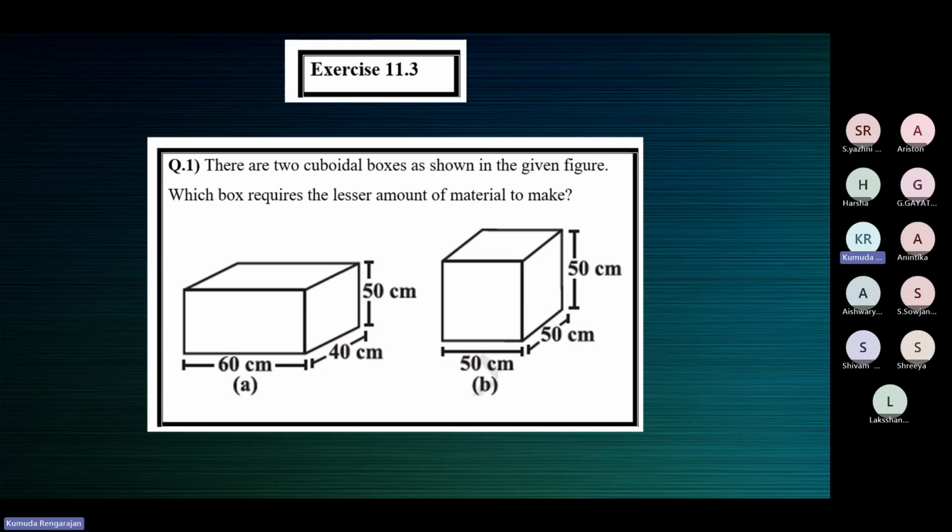So there are two cuboidal boxes as shown in the given figure. See, a cube can also be called a cuboid. There are two cuboidal boxes. The first one is a cuboid, the second one is a cube. A cube is a cuboid, but a cuboid cannot be called a cube.